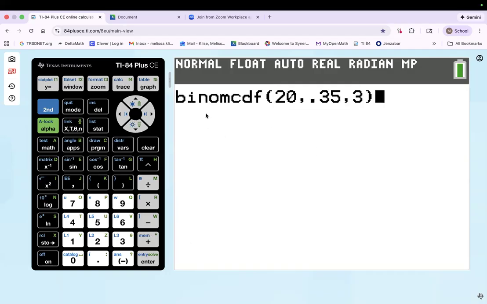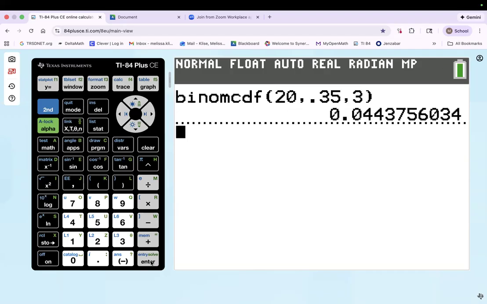So if you don't have that menu, it would look like this. And I'm going to hit enter. So about almost 4.5% chance of getting three or fewer out of 20 trials.